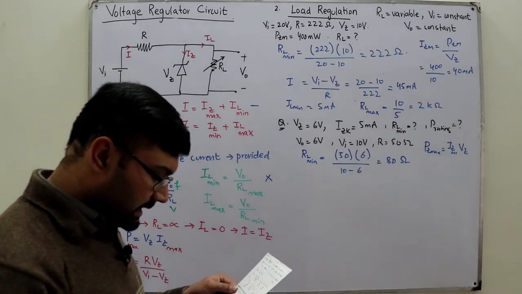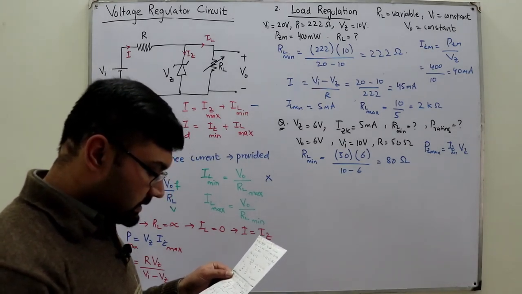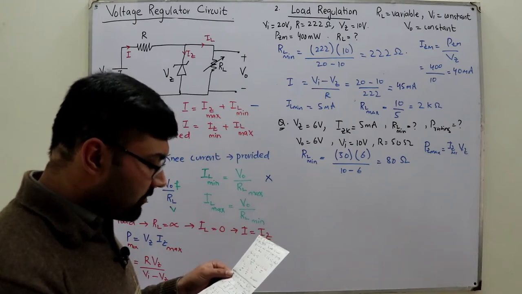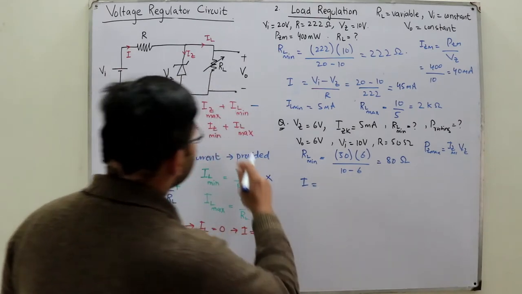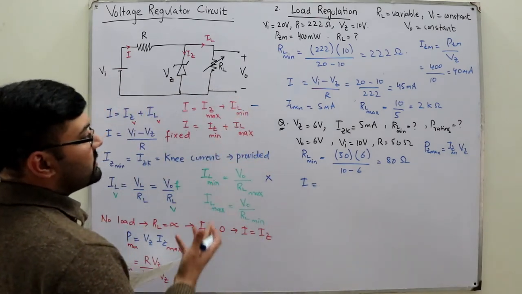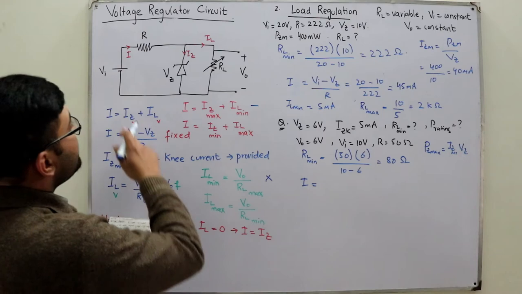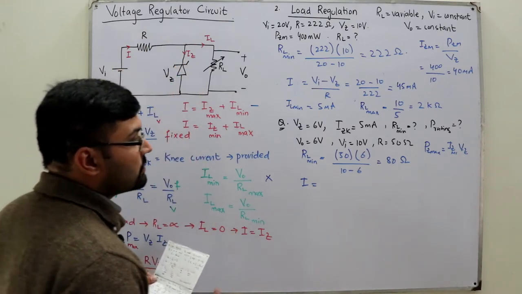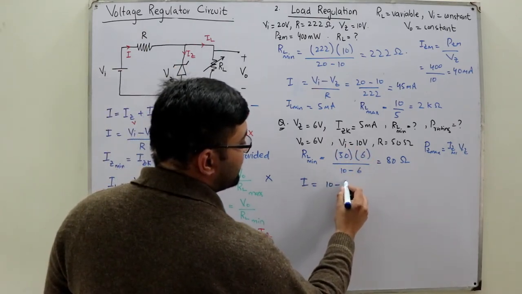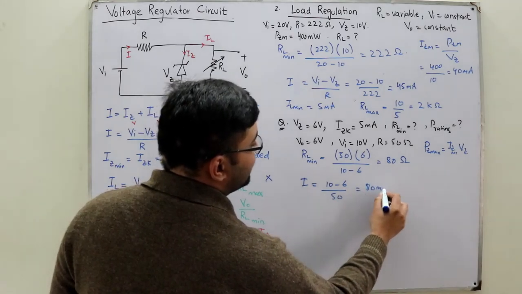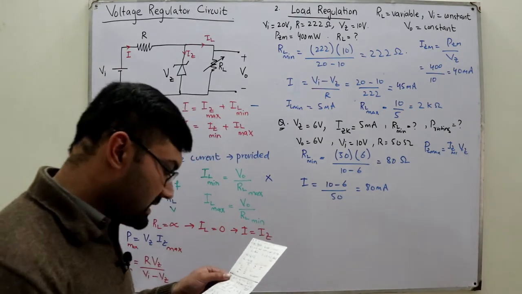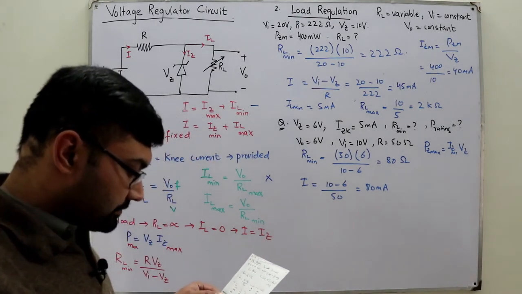How would you find it? You can first of all find the value of I, because if you are using either formula, we need I, which is a fixed value. It's VI minus VZ upon R. So VI minus VZ, 10 minus 6 upon R, comes out to be 80 milliamperes again.